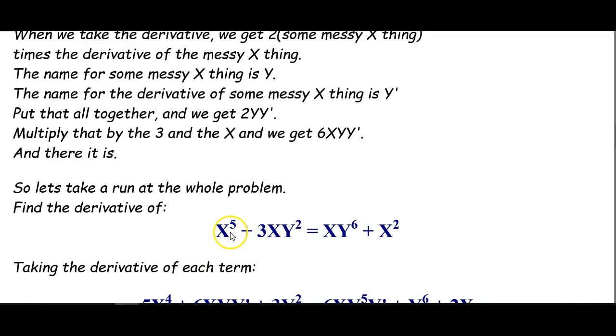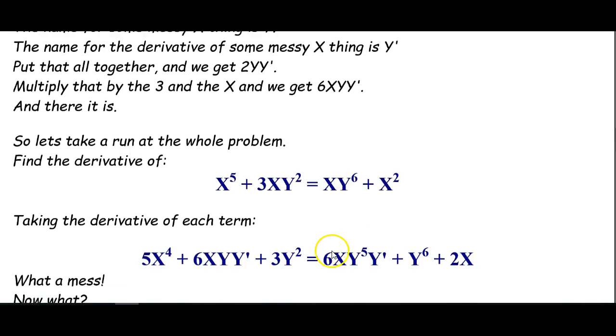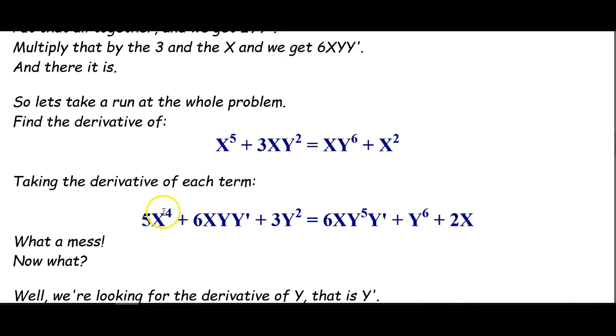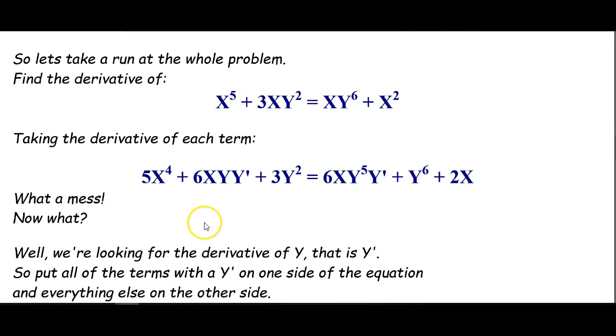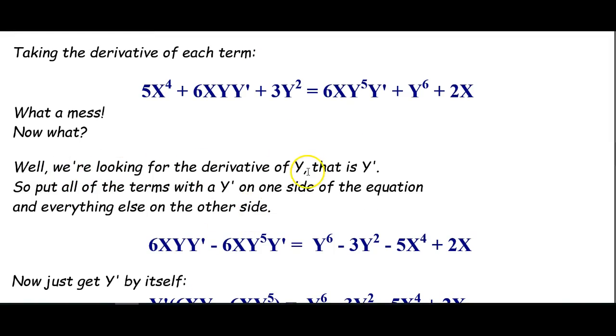So let's take a run at the whole problem. Find the derivative of x to the 5 plus 3xy squared equals xy to the 6 plus x squared. Taking the derivative of each term, 5x to the 4 plus 6xy y prime plus 3y squared is equal to 6xy to the 5 y prime plus y to the 6 plus 2x. Now what? Well, we're looking for the derivative of y, that is y prime.